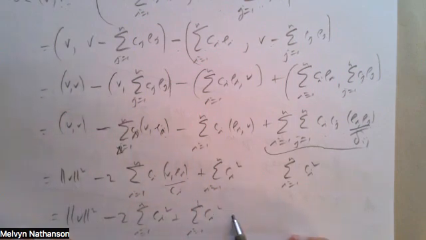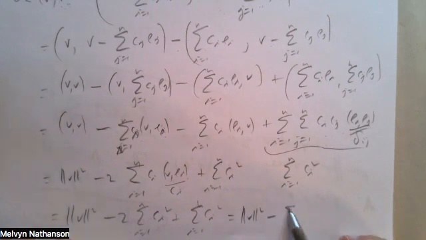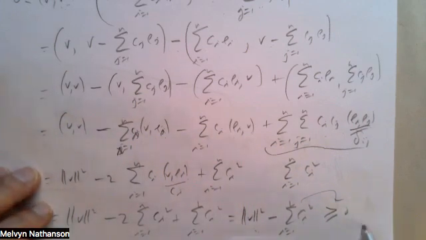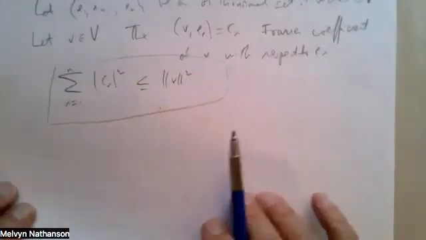These are the same. This is the length of v squared minus the summation of ci squared, i goes from 1 up to n. And all of this is greater than or equal to 0, which means if I take this to the other side, the sum of the squares of the Fourier coefficients is less than or equal to the norm of v squared. And that's what I wanted to prove. That's the proof of Bessel's inequality.